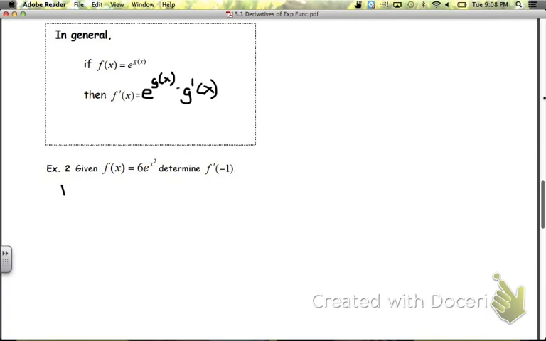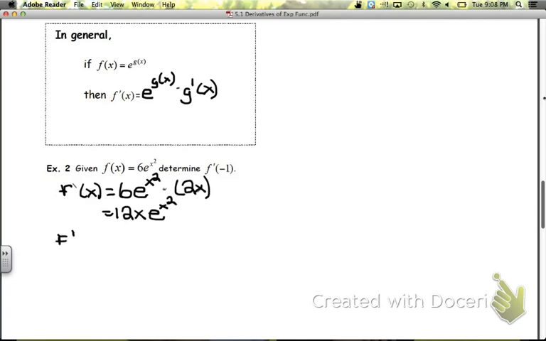So our first step here is to find the derivative of f at x. And what that's going to be, 6 is just a constant, so you don't need to take the derivative of that. So we just have 6 e to the power of x squared times the derivative of the exponent, so times 2x. So I can multiply the 6 and 2, so I get 12x e to the power of x squared.